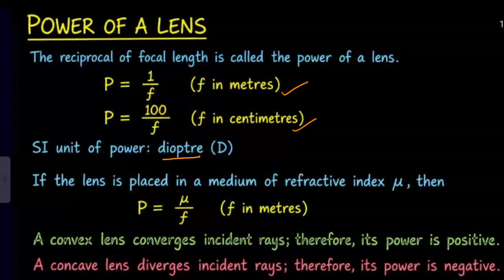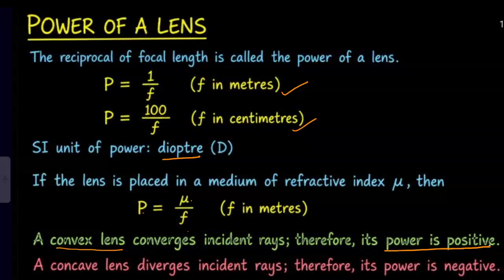So this means, if the lens is in some other medium, then power is equal to mu by f, where mu is the refractive index of the medium. For a convex lens, focal length is positive, which means power is also positive. And for a concave lens, focal length is negative, that's why power is negative.